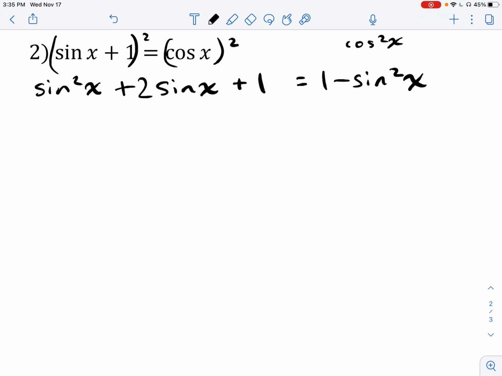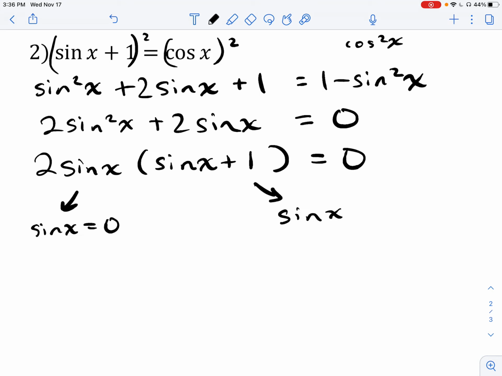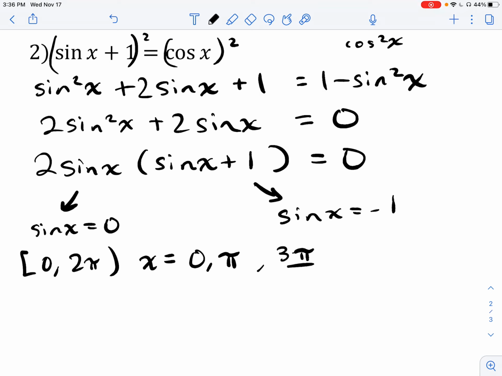Now, if I can move all of my terms over to one side, I've got 2 sine squared x plus 2 sine x. 1 minus 1 is just equal to 0. And now I can factor out 2 sine x. And now I can set each of these equal to 0. So sine x is equal to 0. Here, sine x is equal to negative 1. So my angles from 0 to 2 pi, I would say x is equal to 0 and pi. This would give me x is equal to 3 pi over 2.